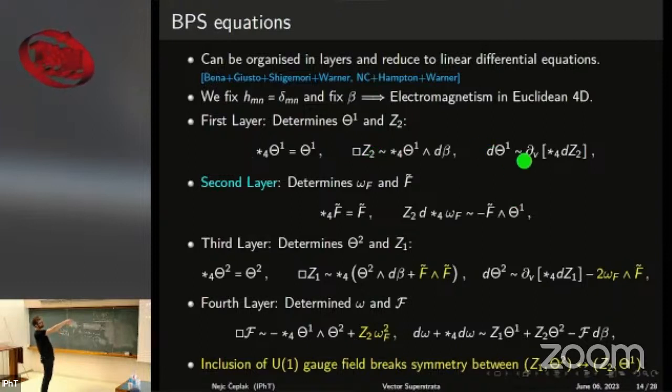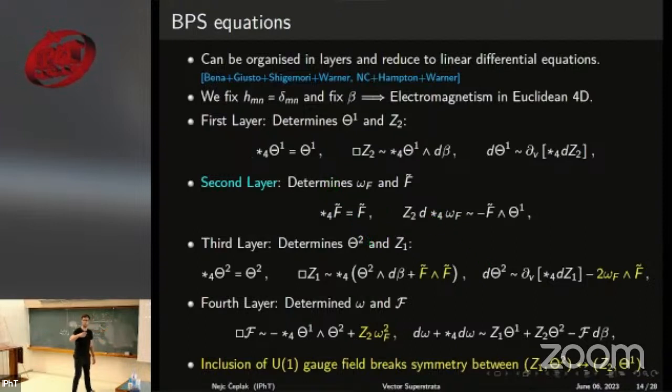Once you have θ1 and Z2, for f tilde and omega f, this solution again becomes linear. And once you solve these, you feed them back into the second order equation, and these solutions for θ2 and Z1 are linear again. The way you can think about this looping is to think about where the perturbation comes in. The perturbation in our case comes in at this order.